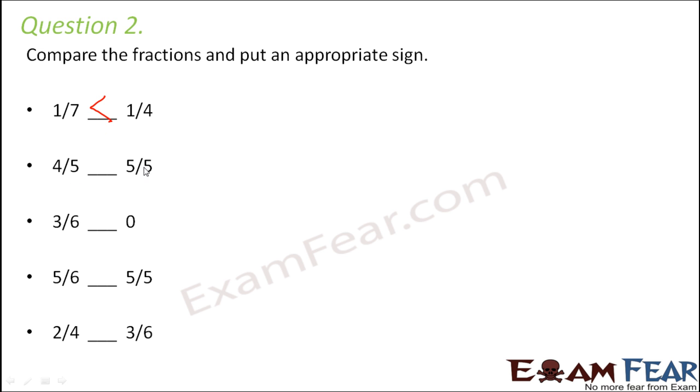4 by 5, 5 by 5. They have same denominator. So compare the numerator. 5 is greater than 4. So 5 by 5 is greater than 4 by 5. 3 by 6 and 0. Which is greater? So obviously 3 by 6 would be greater. That's because any positive number is always greater than 0. So this would be greater.